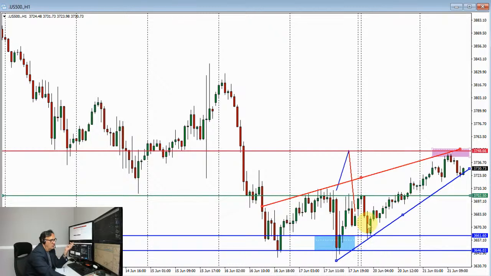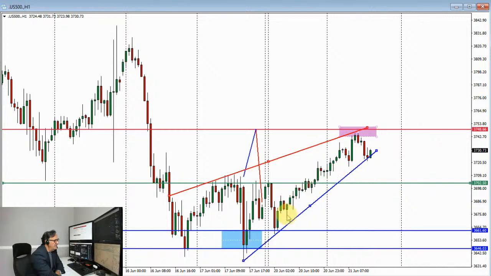There is no right or wrong way. Well, there is a right way of drawing them. You need multiple touches, at least 3, to draw a trend line, but different people might see this in a slightly different way. But this is what I'm seeing. I'm seeing this as a rising wedge, and they have the tendency to do stuff like this.